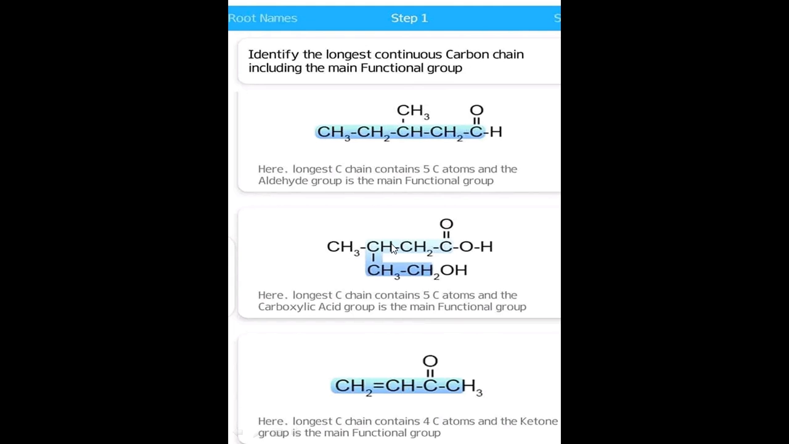Let's have this one. Here we have a carboxylic acid and also an alcohol. But carboxylic acids tend to dominate over alcohols when they find themselves in the same molecule. So the longest chain containing the carboxylic acid functional group is this chain. It is being highlighted.